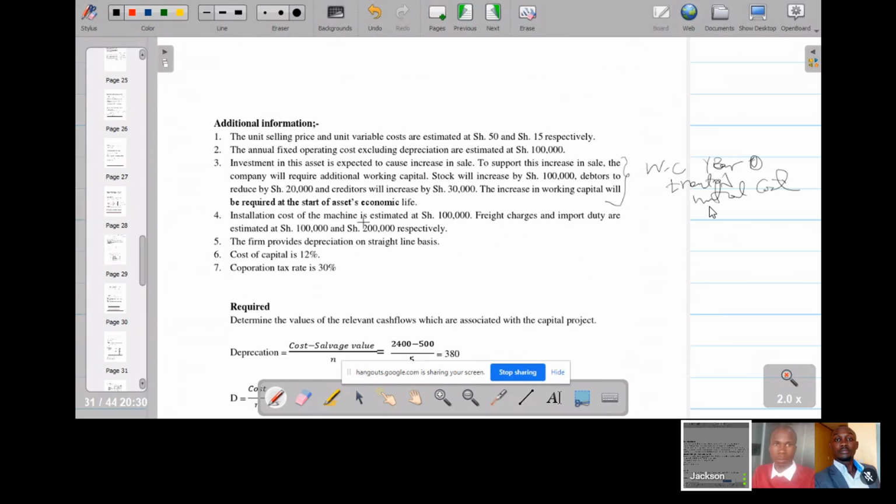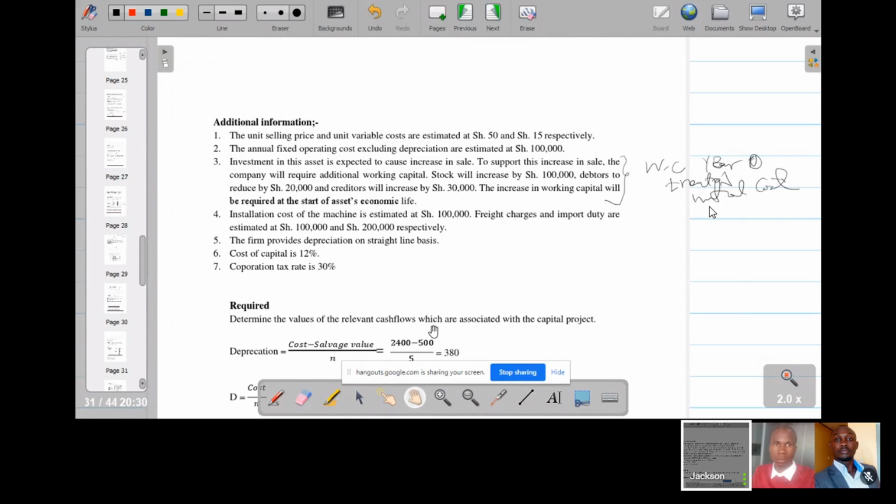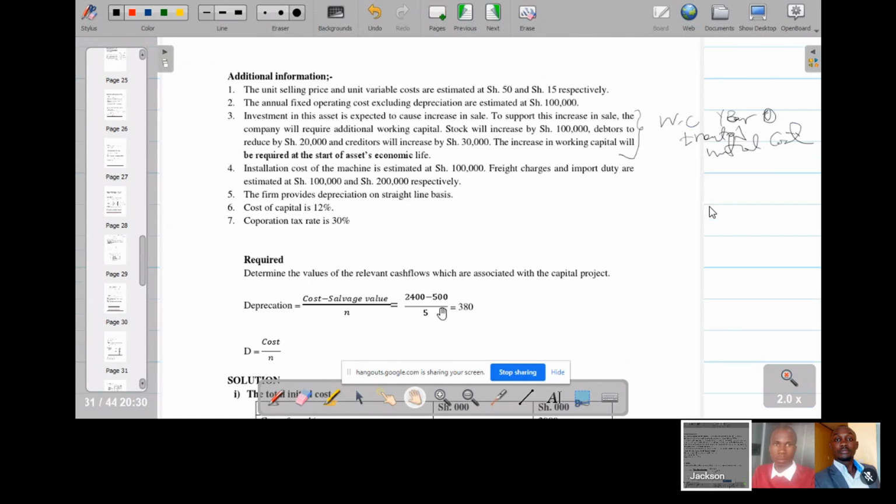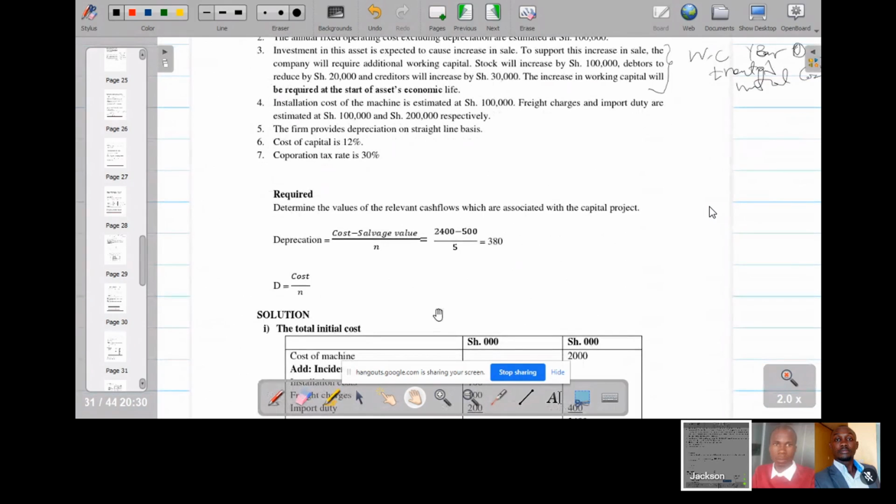Then installation cost of machine is estimated at 100. Freight charges and import duty are estimated to be 100 and 200. The firm provides depreciation on a straight line basis. Cost of capital is 12. Corporation tax rate is 30%. Determine the values of the relevant cash flows which are associated with this capital project. So here now they are not asking about the NPV or IRR, but they are just telling you to determine the cash flow.